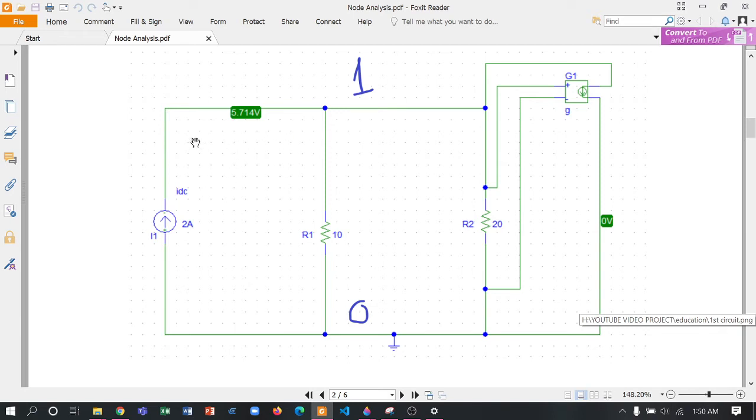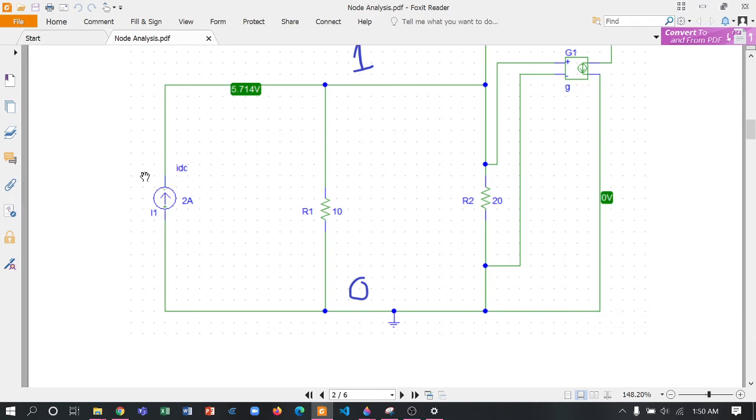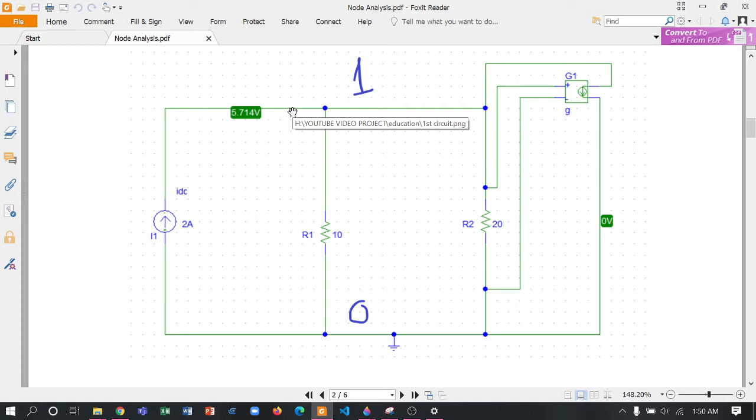So we have to solve this problem. Firstly, we are looking into this problem and thinking about how we can solve it. For node analysis, we have to take the approach of Kirchhoff's current law, that is KCL. So how can we go to KCL? We will apply KCL in node 1. So how can we apply KCL in node 1 and make node analysis?